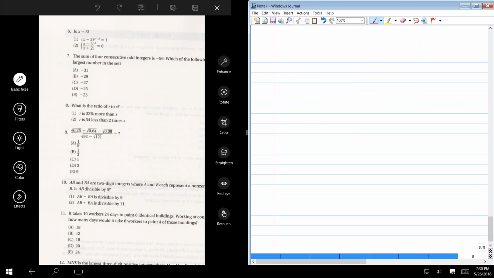These are also, they love these consecutive integers. Since it's 4 consecutive integers, and this is consecutive odd integers also. Because if it was 4 consecutive integers and it wasn't odd, that wouldn't work. So 4 consecutive odd integers sum to negative 96.